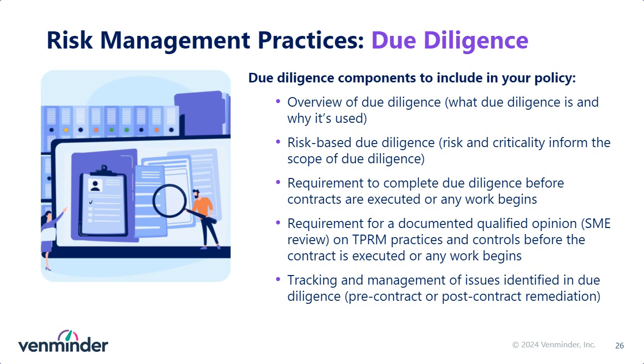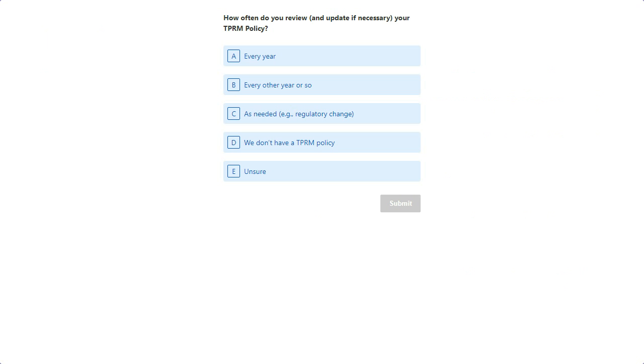Okay, while I've got you thinking about all the stuff you need to put in for due diligence, let's take a little break and go to our next poll. Jessie? Our second poll question of the day is, how often do you review and update, if necessary, your third-party risk management policy? Every year, every other year or so, as needed, such as a regulatory change, unsure, or we don't have a third-party risk management policy. Hillary, I have another question here from the audience that we can go ahead and answer.